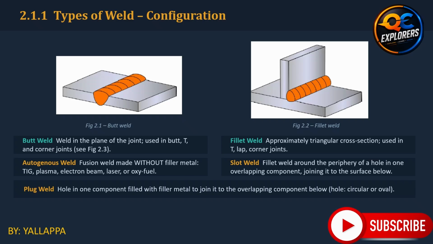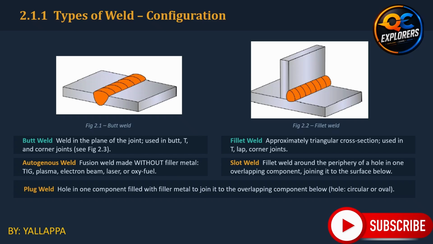Now compare slot and plug welds. A slot weld uses a hole or slot in one overlapping component, with a weld made around the periphery of the opening to connect that component to the material beneath it. A plug weld, in contrast, uses a circular or oval hole that is filled with weld metal to join the overlapping components. This is an excellent example of why visual recognition is important.